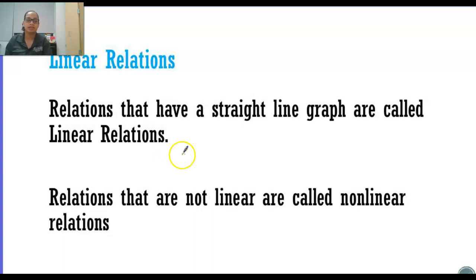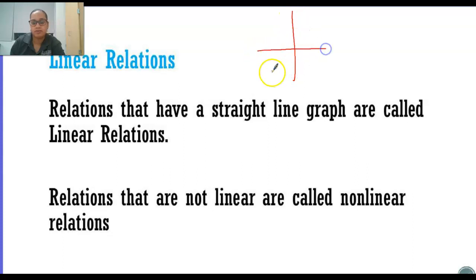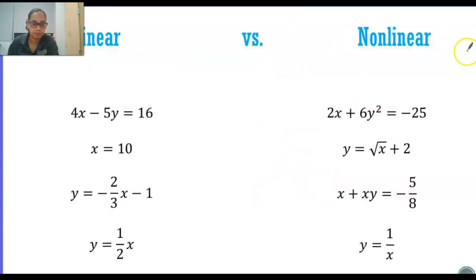So linear relations are relations that have a straight line graph. You might have seen them before, and typically you're used to them with a positive slope or negative slope. Those are called linear because literally the word line is in their name. They're a straight line. Relations that are not straight lines are non-linear relations.